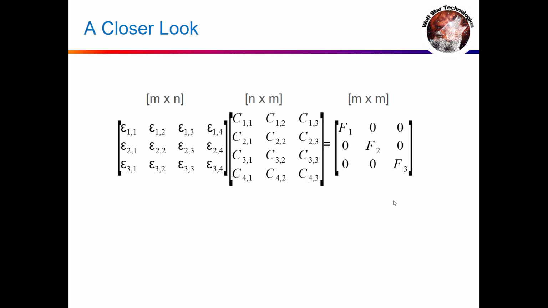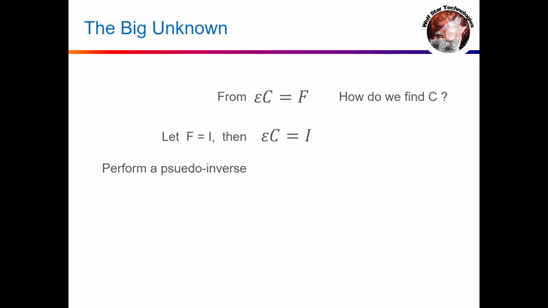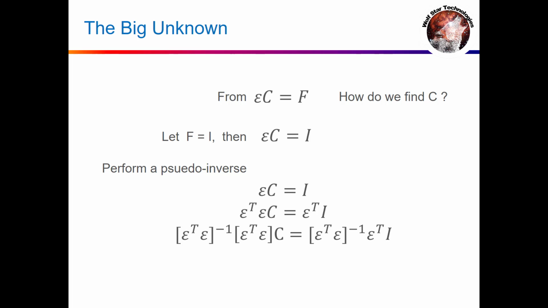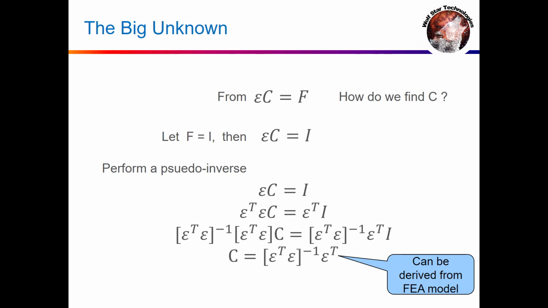Okay, so we've got this nice equation here, strain times C is equal to F. The only thing we haven't talked about here is C. So how do we find C? If I take a look at the F matrix, and if I call turning a load on a 1 and turning a load off a 0, then the F matrix becomes the identity matrix, and then I can do a pseudo inverse. So basically I take strain times C is equal to I, pre-multiply by strain transpose, pre-multiply by strain transpose strain inverse, and we get C is equal to strain transpose strain inverse, strain transpose. And that's what we pull out of the FEA model. Okay?